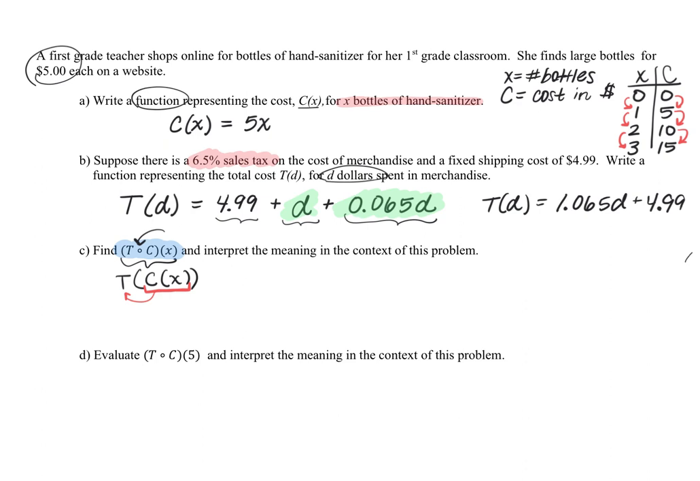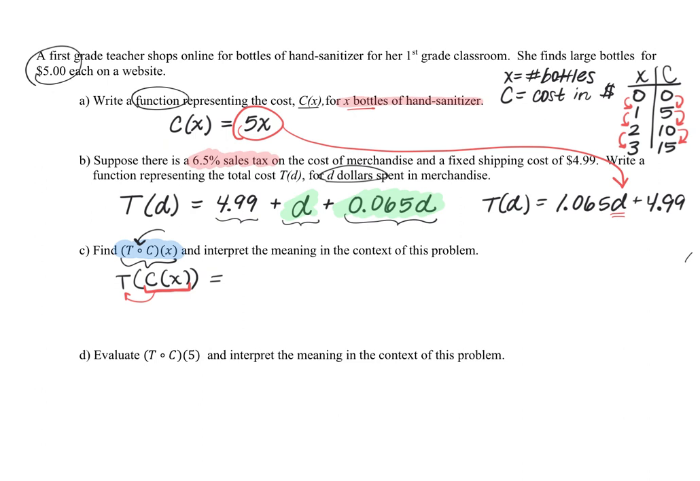So basically what this is saying is we're going to take our cost. We know the cost was 5x, where x was the number of bottles of hand sanitizer. We're going to take that cost function and we're going to input it here. If D is dollars spent, well, then my cost was the number of dollars I was spending. We're going to input it into our T total cost function in place of D. And that means we're going to end up doing this composition.